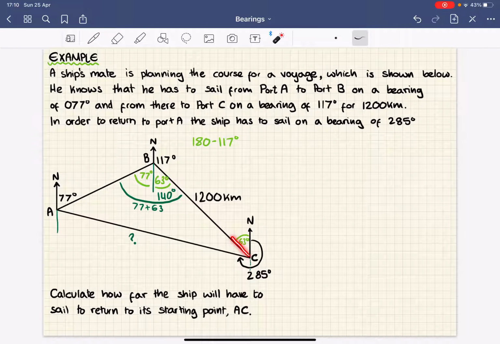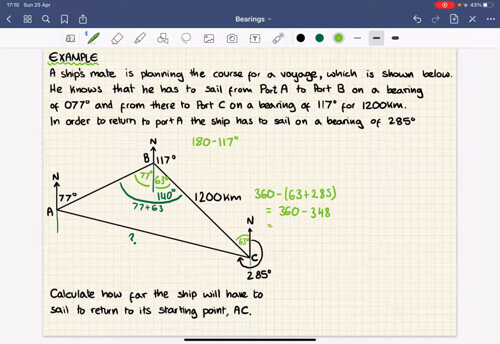And now that I've got this part here, because I also know this section here, I can find out what this last angle inside this triangle is going to be around this point. Because remember, angles around a point all add up to 360 degrees. So if I do 360, take away the other two angles added together, that is just going to come out to, so 360 take away, that'll be 348. That's come out to 12 degrees. So inside the triangle here, I've got 12 degrees.